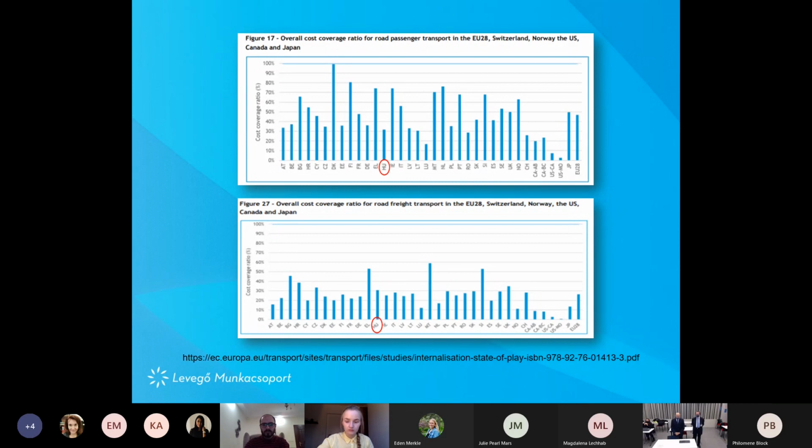So in Hungary, the road users pay only about one-third of the cost they cause. So this is an enormous problem, because this means that demand for road transport, for cars and trucks, and the use of cars and trucks is much greater than it would be if there were prices which reflect the real costs. So demand is extremely great because of these artificially low prices.